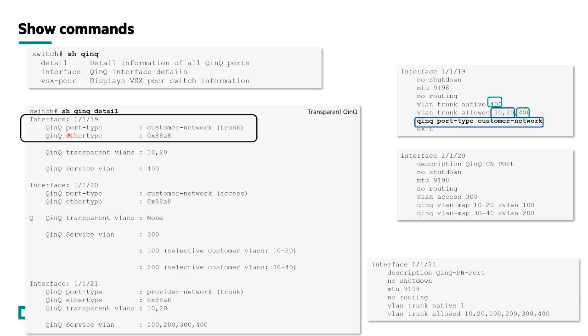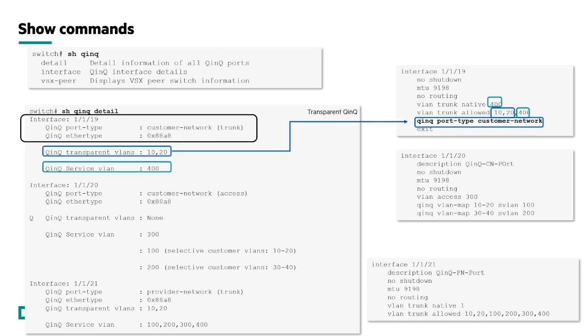The first part of it tells me the QinQ port type is a customer network and it's a trunk, which tells me it's a transparent QinQ port because it has to be configured for a trunk. And the ether type that it's using is 88A8. So the transparent VLANs are 10 and 20, and the service VLAN is 400. Now, if you remember from the previous configuration slides, the service VLAN had to be the native VLAN, so that's configured here, the VLAN trunk native. This is the corresponding configuration. And the transparent VLANs are allowed on the trunk allowed list along with the native VLAN.